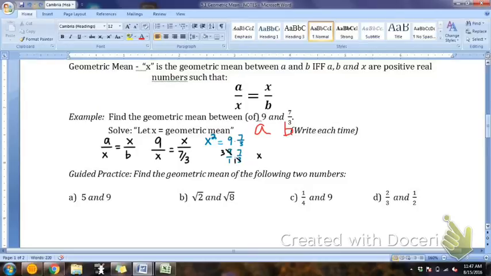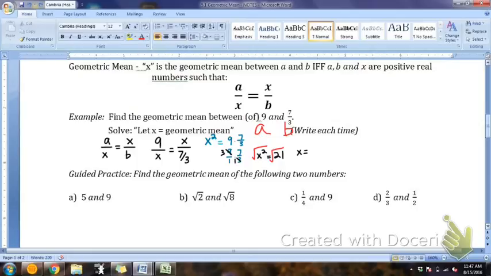So we get x squared equals 21. Now this might be new to you. How do you get rid of the square? Square root. The opposite of squaring something is taking the square root. So we're going to take the square root of both sides. When you take the square root of x squared, the squared goes away and it's just x.